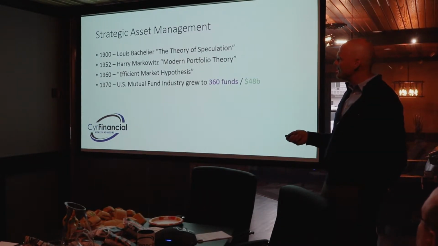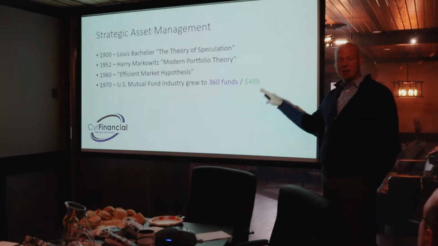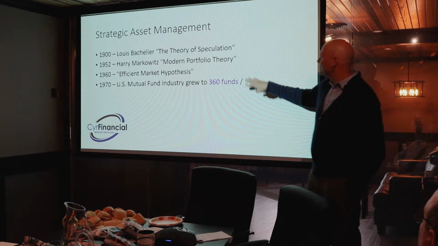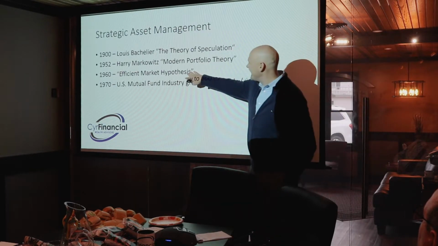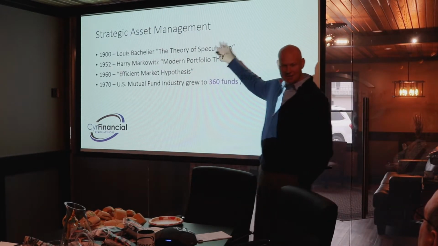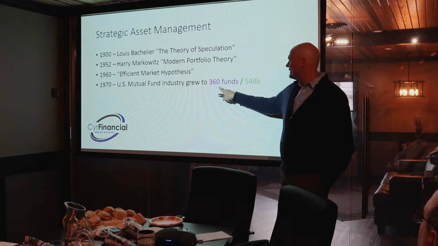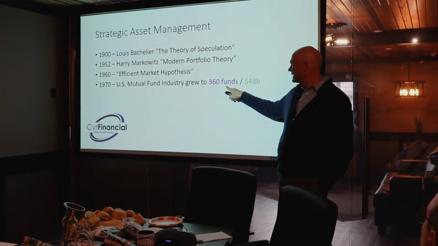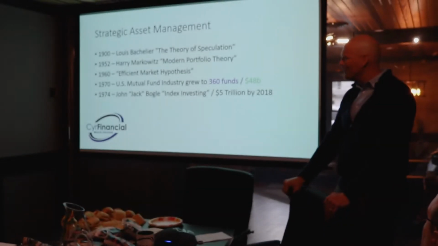By 1970, we get the computer involved, and these companies are getting wise about how to make money, and they're basically packaging these ideas of the last 50 or 60 years. And by 1970, there's 360 mutual funds, and there's $48 billion sitting in mutual funds. But then there's a guy that invented a company called Vanguard. He had an idea in 1974.